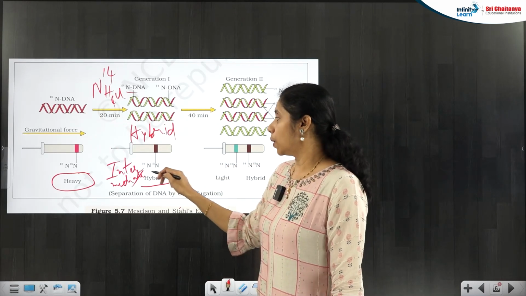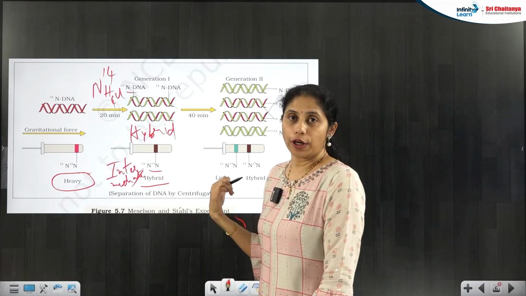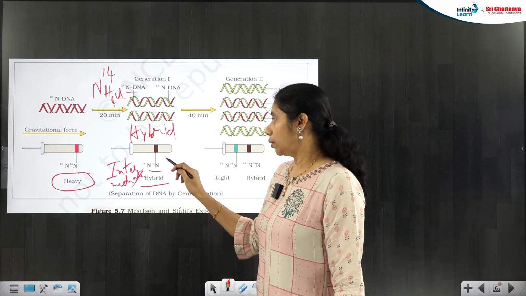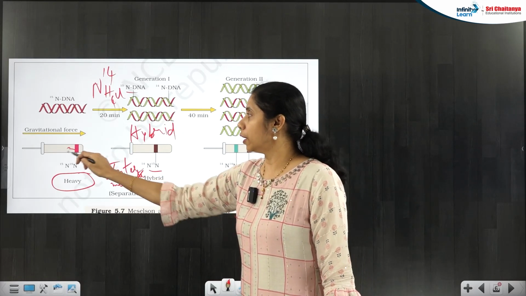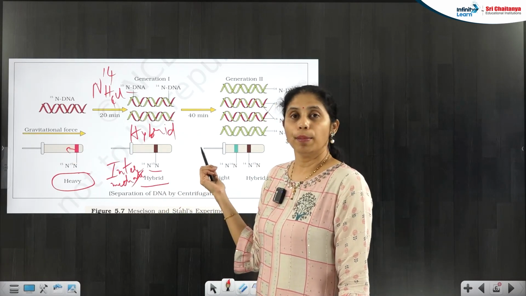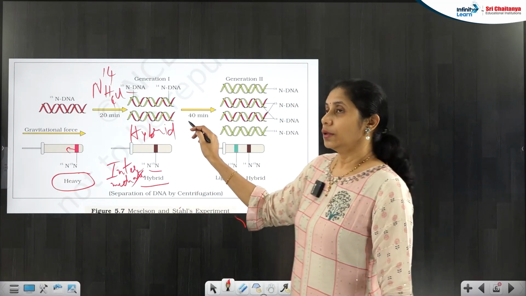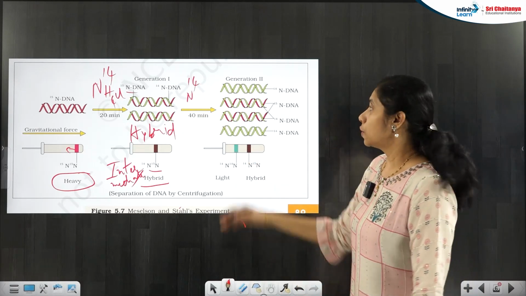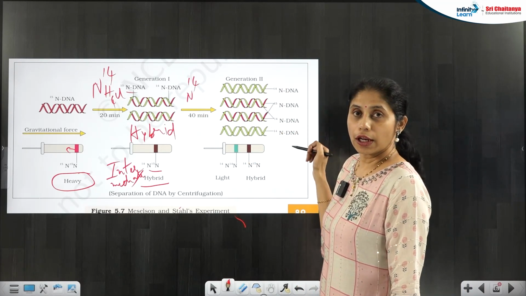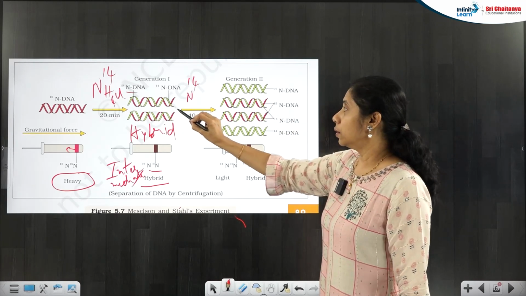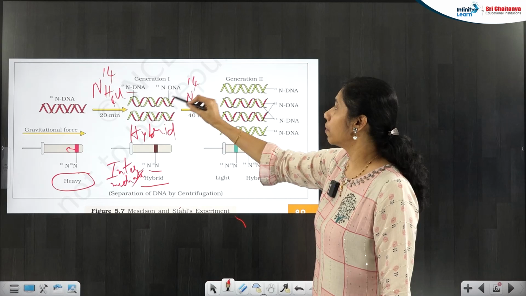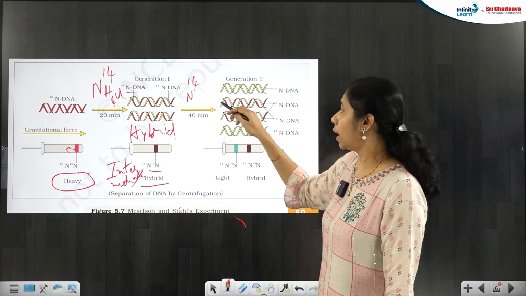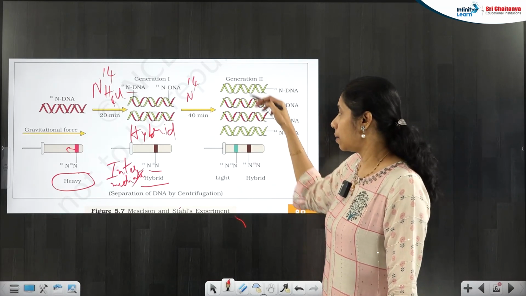So, the density of this one will be in between N15 and N14. You know that N15 is heavier in density and N14 is lighter in density. So, the N14-N15 hybrid formed a little bit in front of the N15 band, and it is given in the brown color. After another 20 minutes, in the same N14-containing medium, the new daughter DNAs will be synthesized. These 2 DNA strands will be separated, one will go to each daughter, and a newly synthesized strand made up of N14 will be created. The same thing happens here.